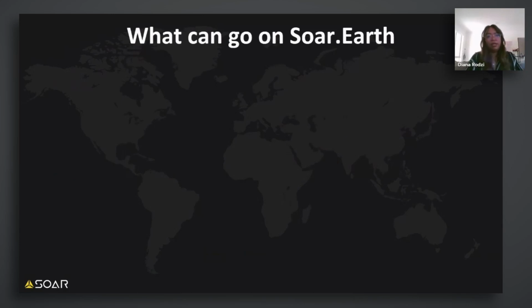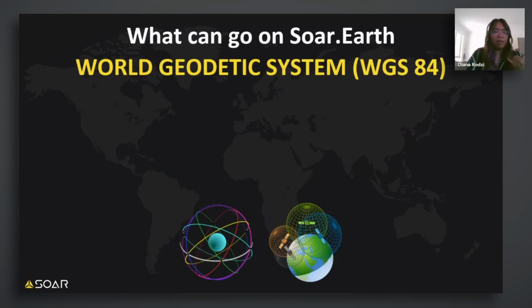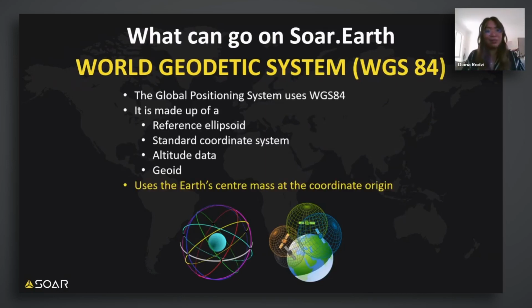Now, what can go on SOAR? Specifically, what datum can go on SOAR? That would be the World Geodetic System, or WGS-84. The reason why that is used is because all of our GPSs actually use the WGS-84 datum. And the WGS-84 datum is actually made up of a reference ellipsoid, a standard coordinate system, altitude data, and a geoid. But the most important thing you want to remember for WGS-84 is that it uses the Earth's center of mass as the coordinate origin.